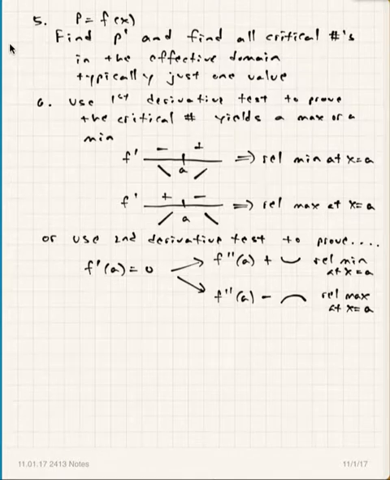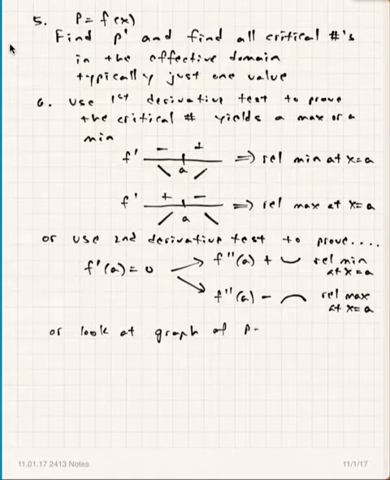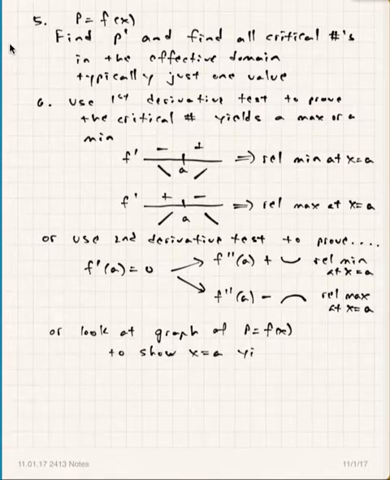You could still just look at the graph of p equals f of x and show that x equals a yields a max or a min.